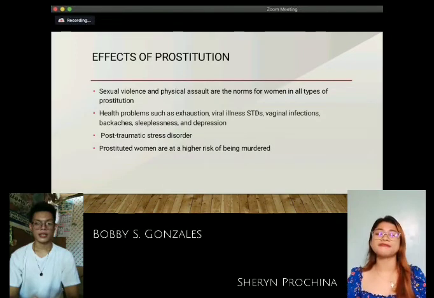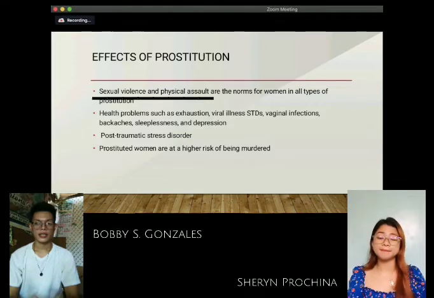Now, let us tackle the effects of prostitution. First, sexual violence and physical assault are the norm for women in all types of prostitution. As we can watch on television or social media, we hear stories about a person, regardless of gender, being physically abused due to prostitution. This could be because they are no longer respected or the people involved normally have abusive behaviors.